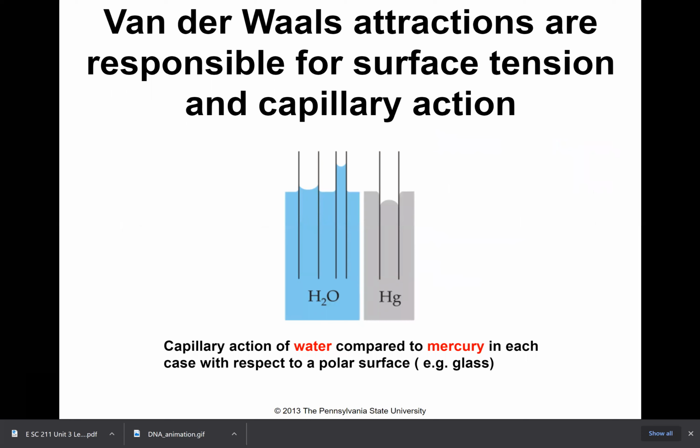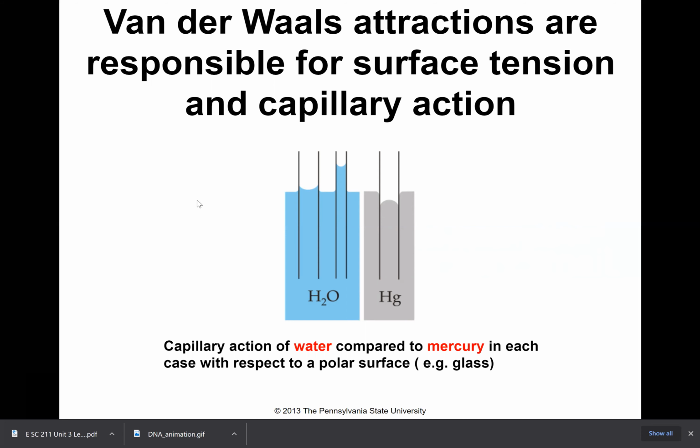So that's really why they're so important in this context. For example, van der Waals attractions are responsible for surface tension and capillary action. So, you know, if you took a paper towel and put one end into a cup of water, the water's going to soak up into the paper towel. That's from capillary action. And it's really van der Waals attractions responsible for that surface tension there.